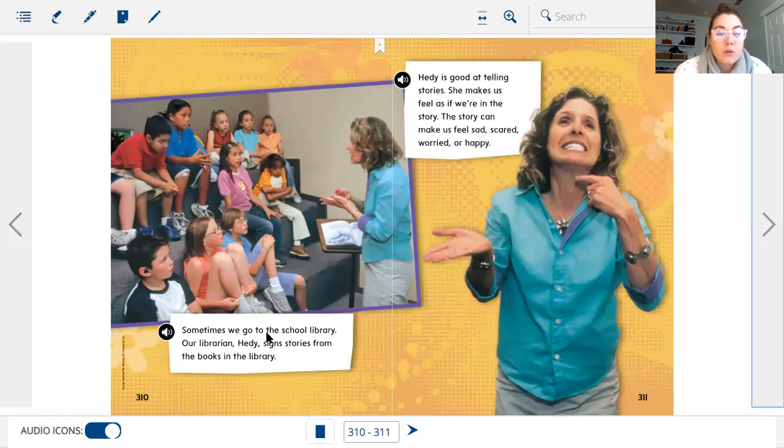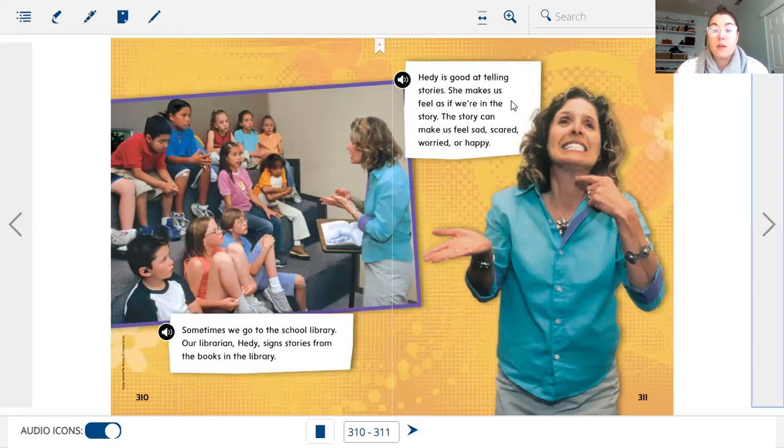Sometimes we go to the school library. Our librarian, Hetty, signs stories from the books in the library. Hetty is good at telling stories. She makes us feel as if we're in the story. The story can make us feel sad, scared, worried, or happy.